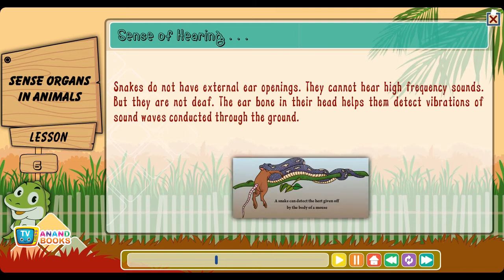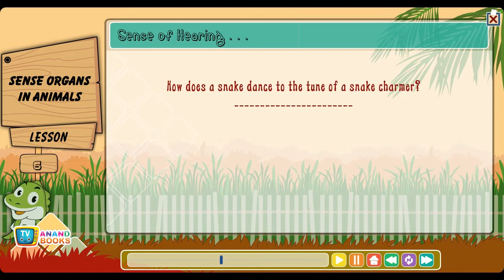Snakes do not have external ear openings. They cannot hear high-frequency sounds. But they are not deaf. Their ear bone in their head helps them detect vibrations of sound waves conducted through the ground. How does a snake dance to the tune of a snake charmer?